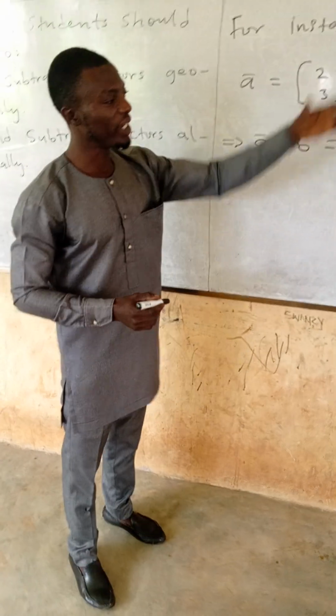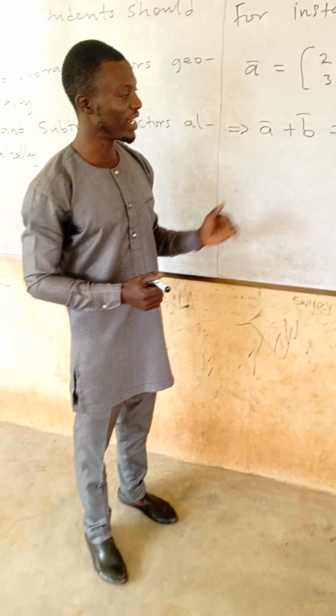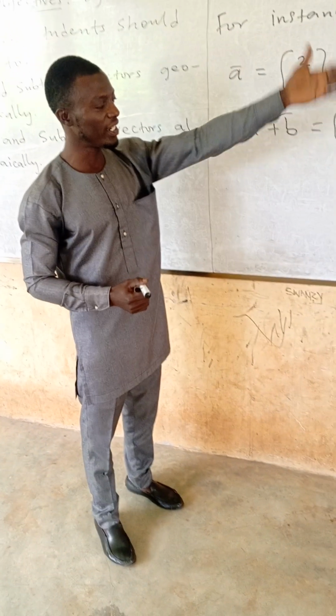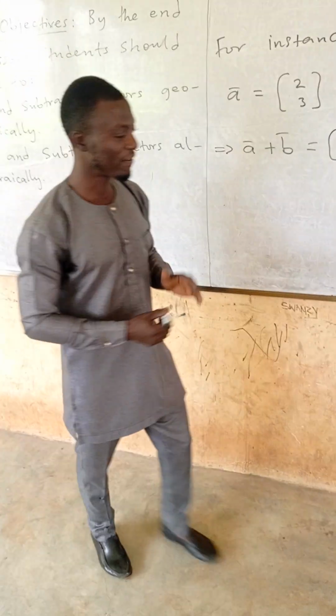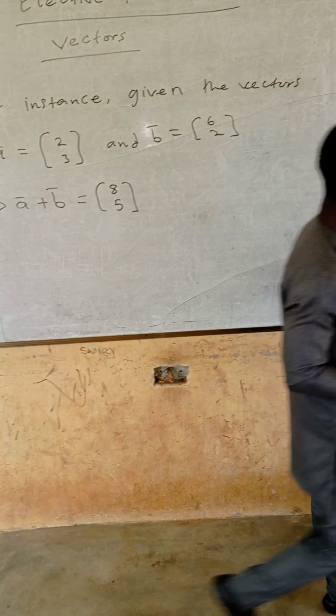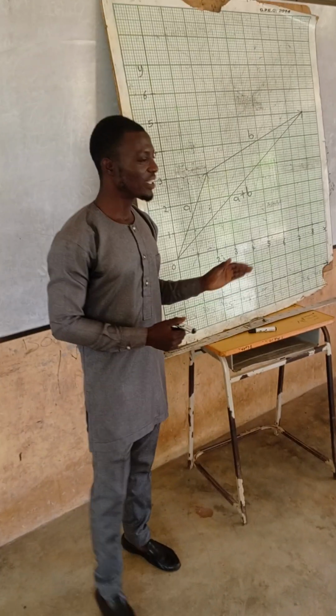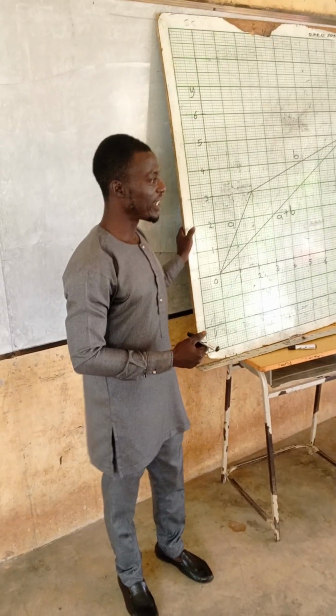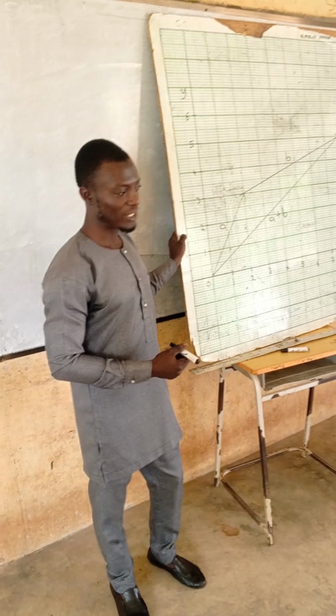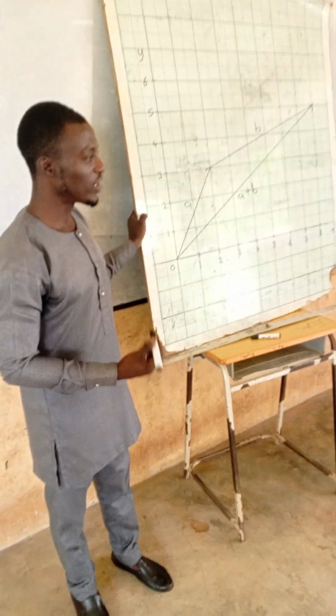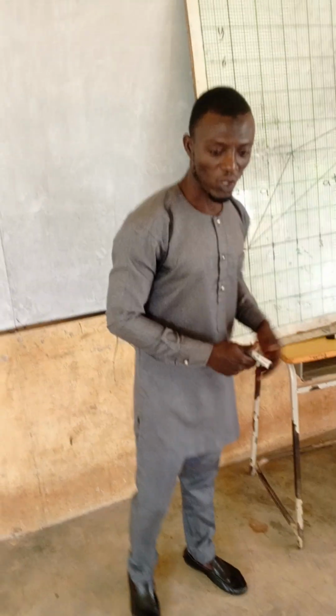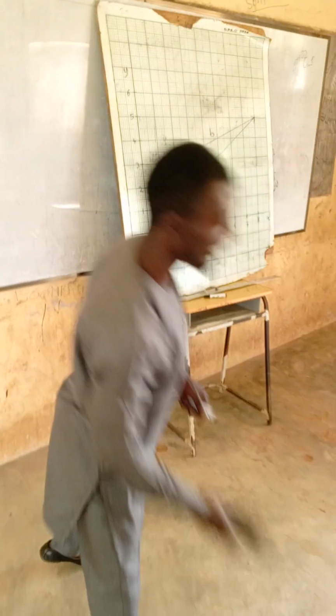So this is how we can add two vectors geometrically using the graph. So our next will be how to subtract two vectors geometrically. How do we subtract two vectors geometrically? So let me clean this one, and then we look at the subtraction.